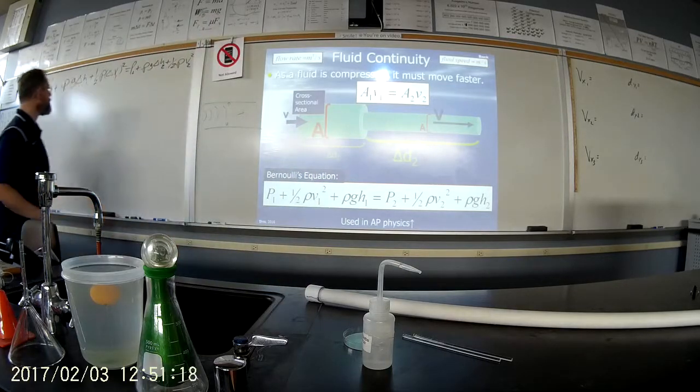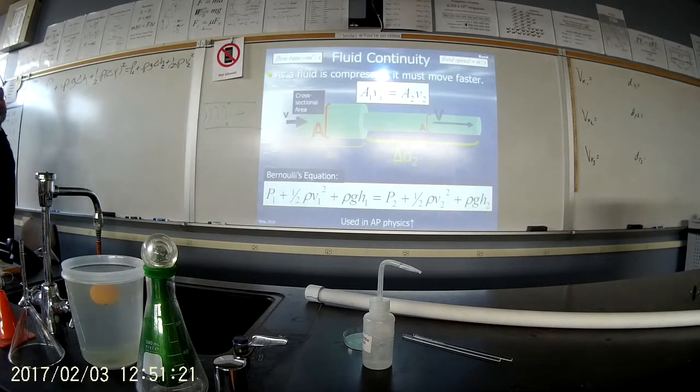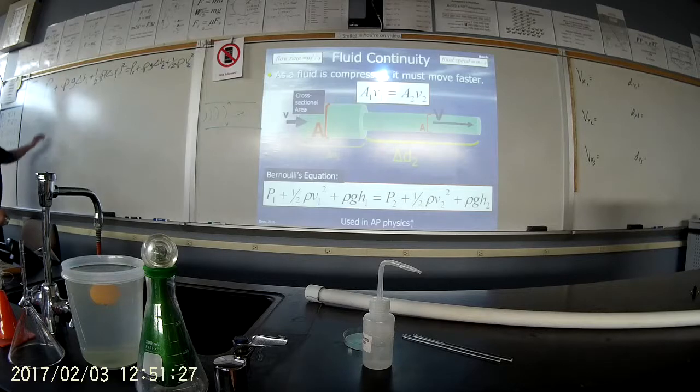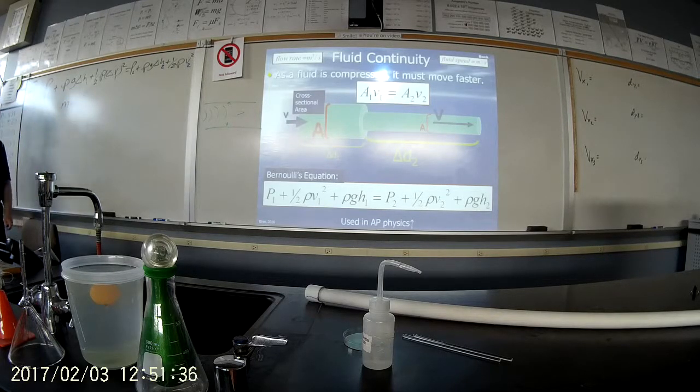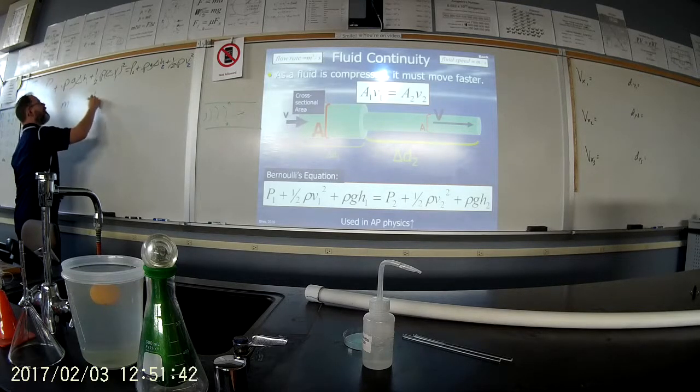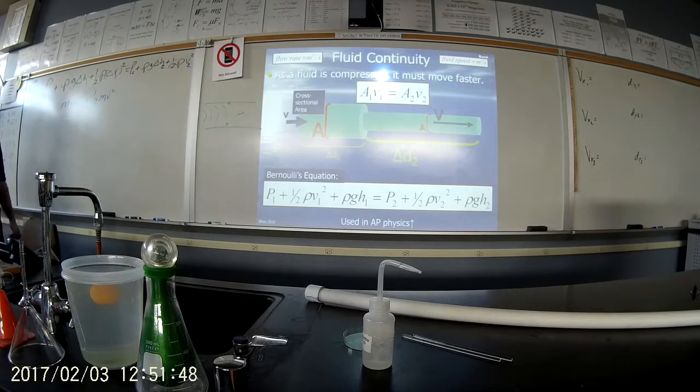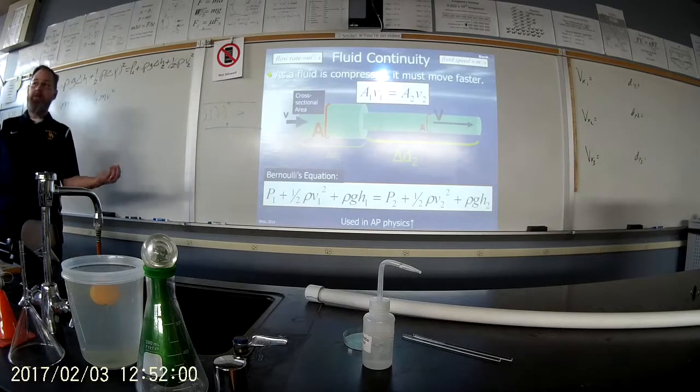Take a look at this formula. Look familiar? Rho g h. Doesn't that kind of look like mgh? And 1/2 rho v squared. Doesn't that kind of look like 1/2 mv squared? I'll prove it to you. It does, because density is mass over volume. If you want to turn a fluid with its density into mass, you just divide by volume.